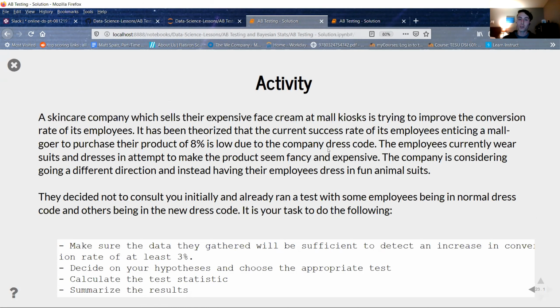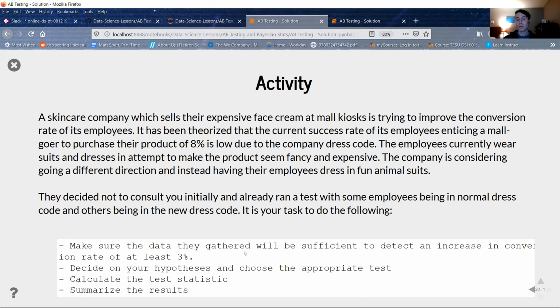So they think it's due to company dress code. Most of them dress up in nice suits or dresses. They think maybe that's too formal for people and turns them off. So they're going to try having their employees dress in animal suits and see if they get a higher conversion rate doing that. So your task, they've already actually ran the test, which is what they shouldn't have done because they didn't consult their data scientists first.